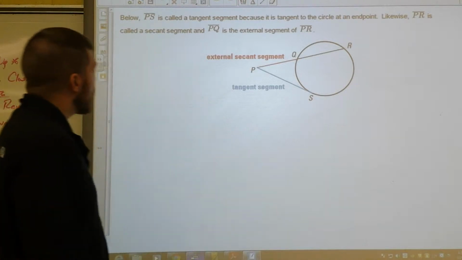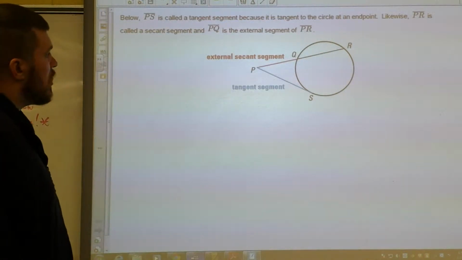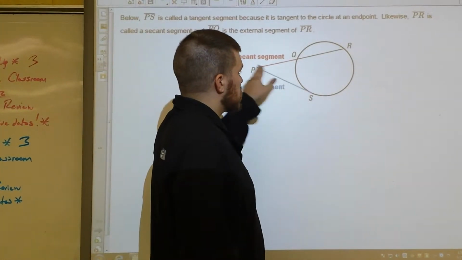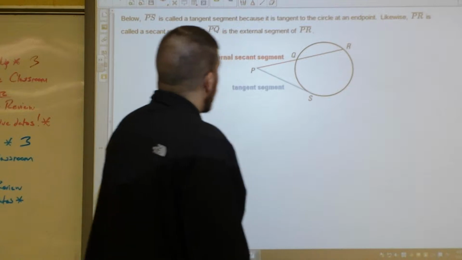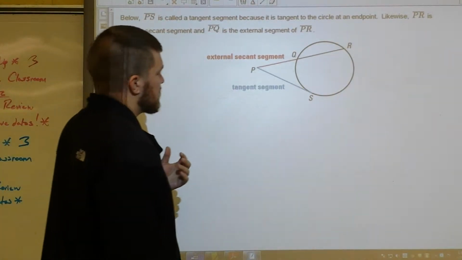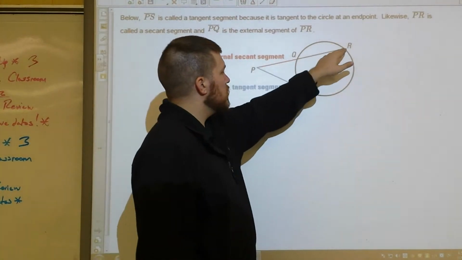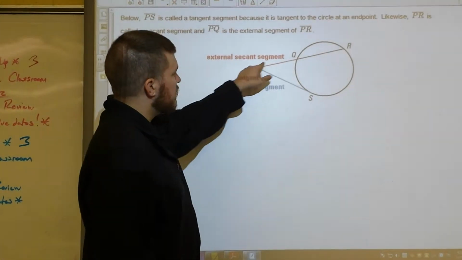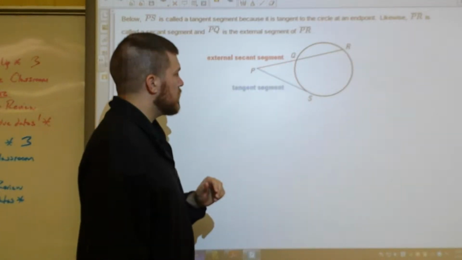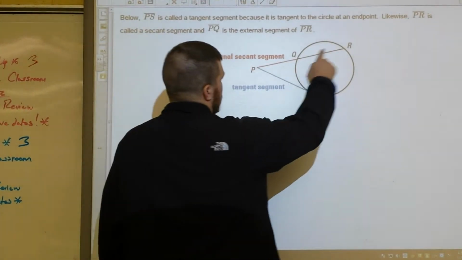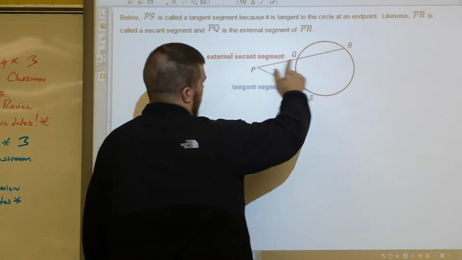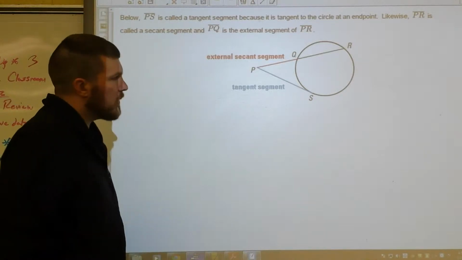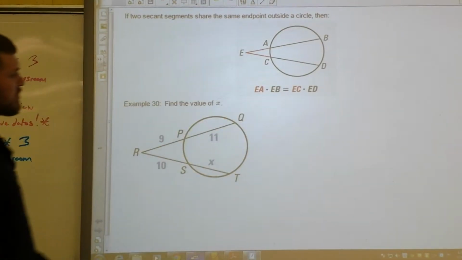So let's get started. Below, PS is called a tangent segment because it touches a circle in exactly one point. PR is called a secant segment because it touches a circle in two spots. And then PQ, from here to here, is called an external secant segment because it's part of the secant segment PR, but it's also external because it's on the outside of the circle. So just a few definitions to get us started. That's going to be a warm-up. Now that we're warmed up, let's introduce a few new rules.